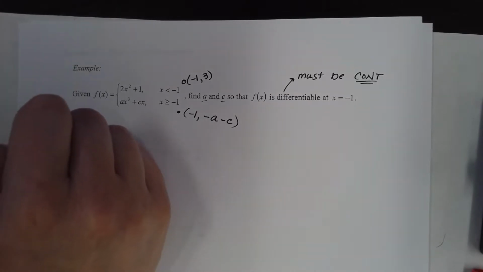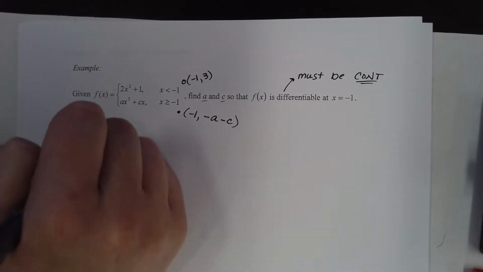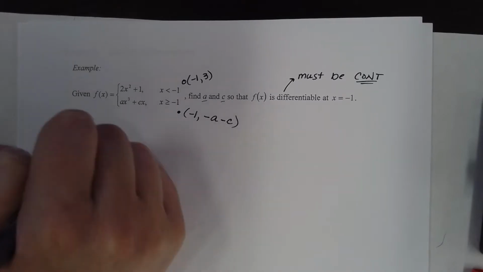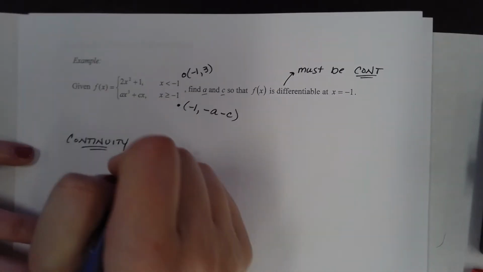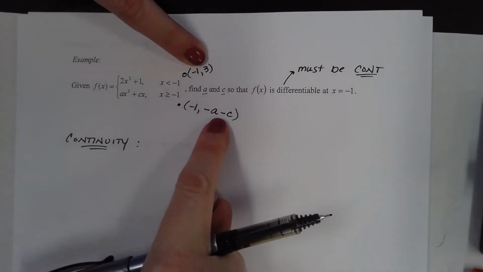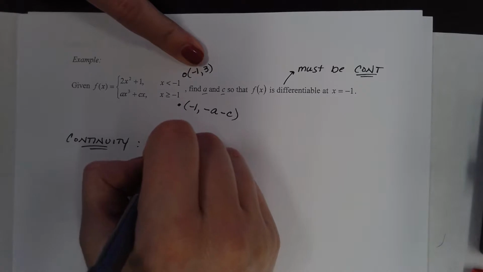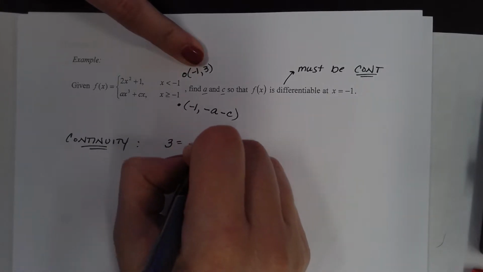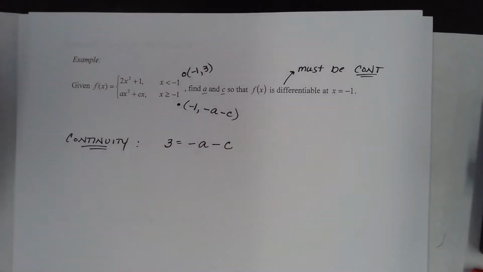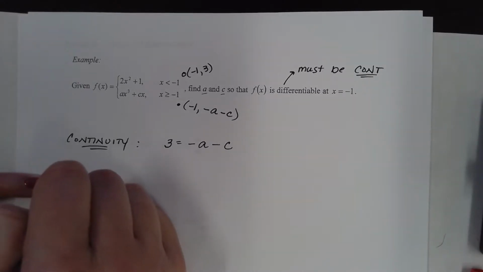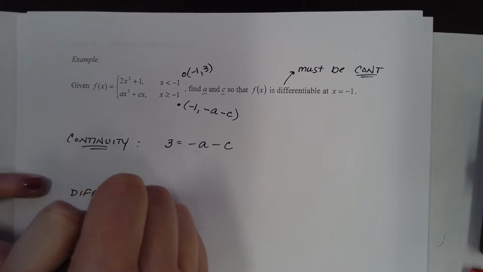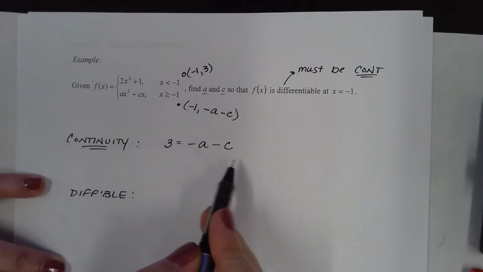Okay, so now, in order for me to force the continuity, because I need it to be continuous, then I need these 2 points to be equal when x is -1. So I need 3 to equal -a minus c. I need that to happen to make it continuous. Now, there's one equation, but I need a second equation. So now, I just forced it to be continuous.